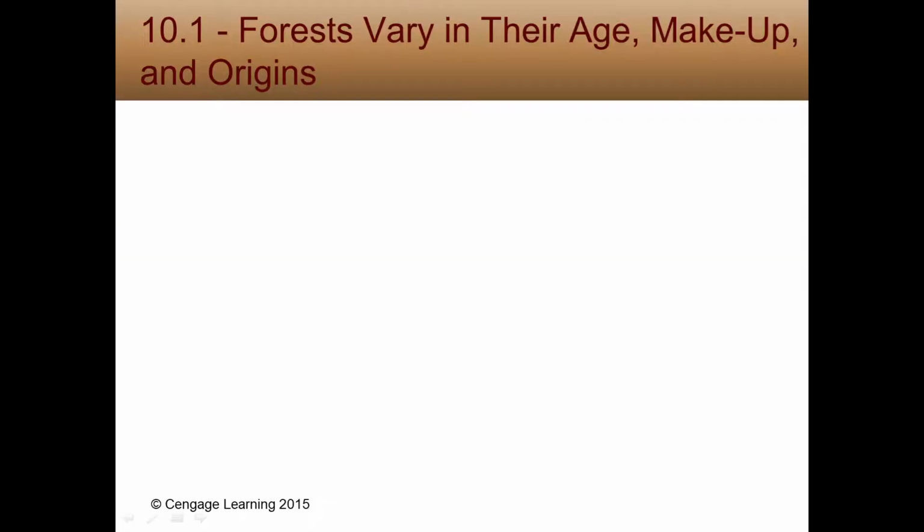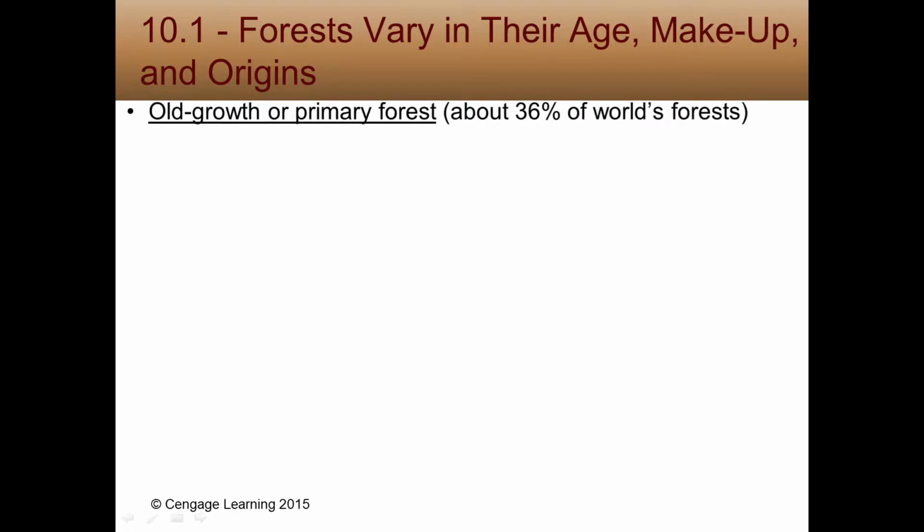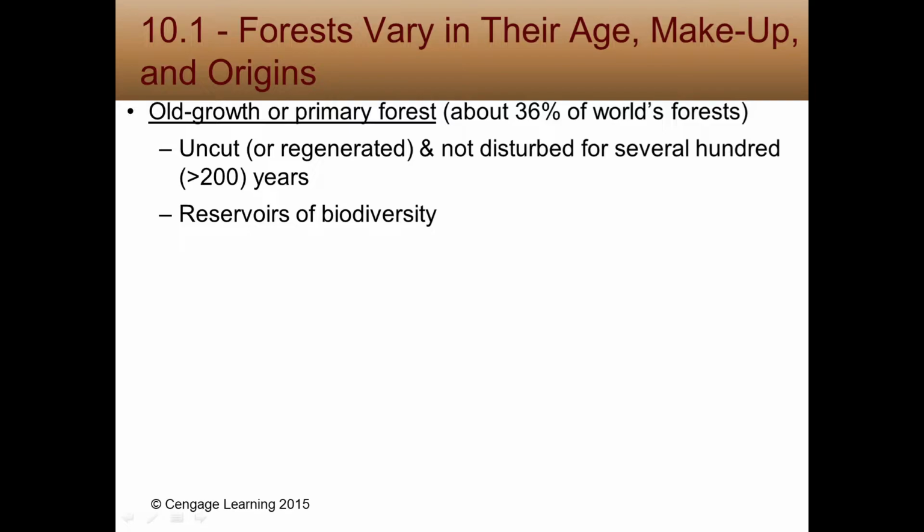Dismiss. All right, so let's talk about forests in general. So we've got some types. Our old growth forests technically have to be more than 200 years old to be considered old growth. Those are the ones that we've talked about before with carbon sinks or carbon reservoirs. So it means they were never cut or they've been cut and have been restored. Between 30 and 40% of our world's forests fall into this category. They're phenomenal reservoirs of carbon and they're reservoirs of biodiversity.